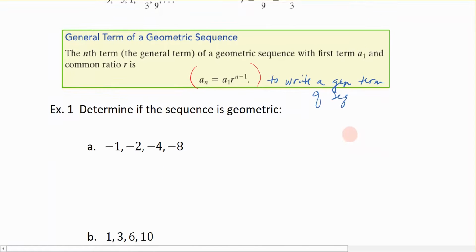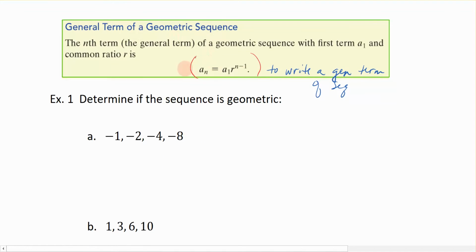Now, this here is our formal definition of writing the nth term of our geometric sequence. The nth term of a geometric sequence is given by a sub n is equal to a sub 1 times that ratio raised to the n minus 1. In other words, this part right here allows me to write a general term in a sequence. So let's practice a couple of examples on this geometric sequence.